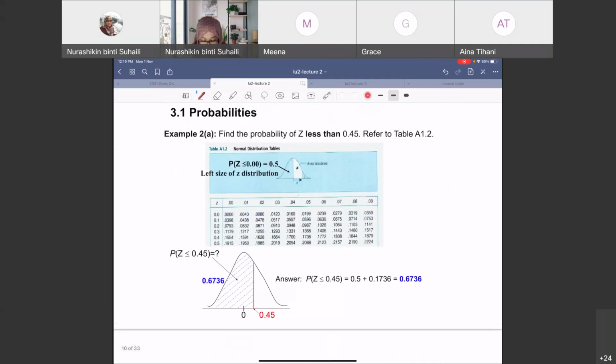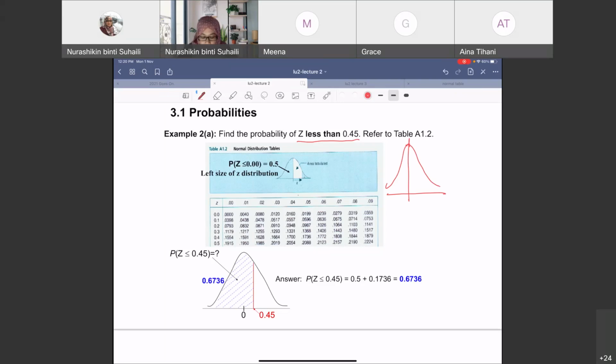Find the probability of Z less than 0.45. In this case, the value is directly given. It's not given the X value. So you can use the Z table directly, but of course you have to know what Z less than 0.45 means. That's why you have to sketch a lot in order to know where the area is. Otherwise you might make a mistake when you wrongly interpret the areas.